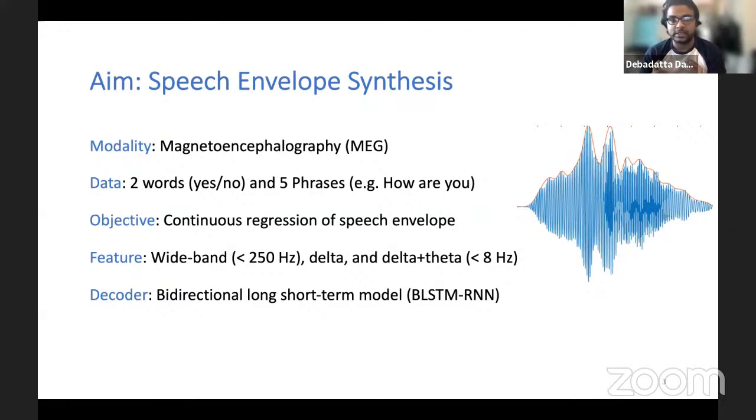So the idea here is just to use the neural signals, have the speech data, get the envelope, and try to train a regression model that can basically regress the brain to the speech domain. So the feature that we used is basically the band power.